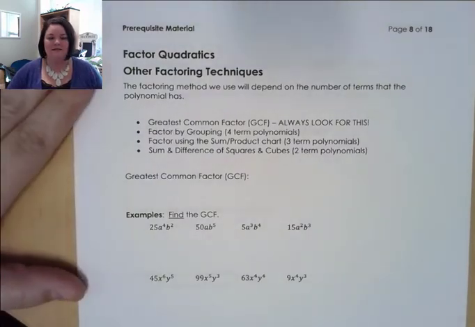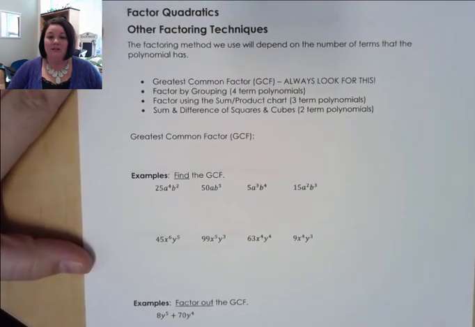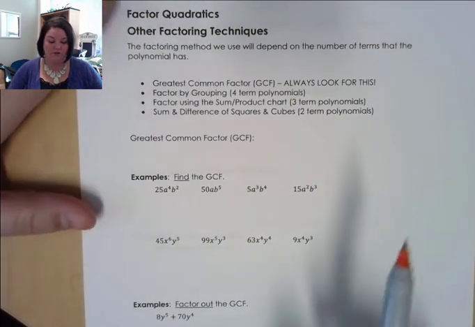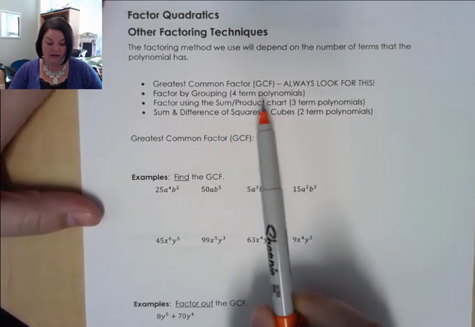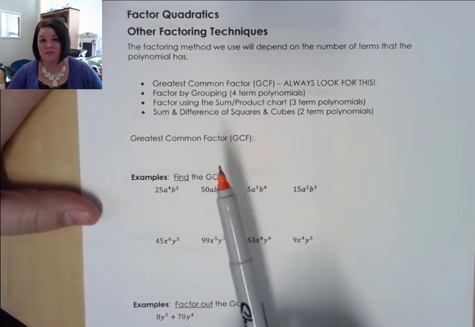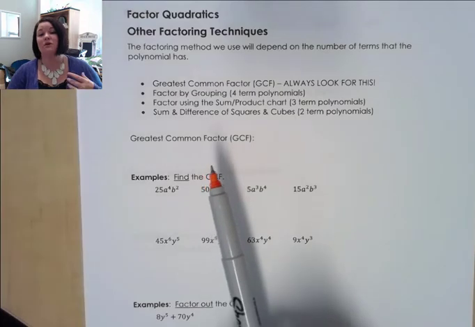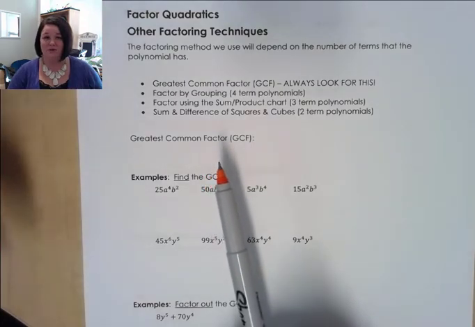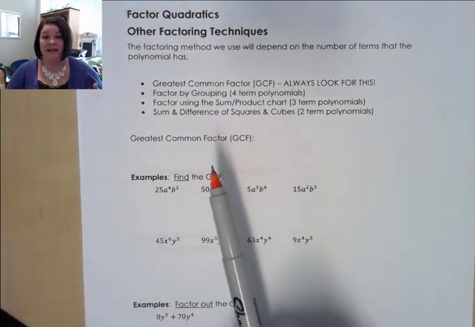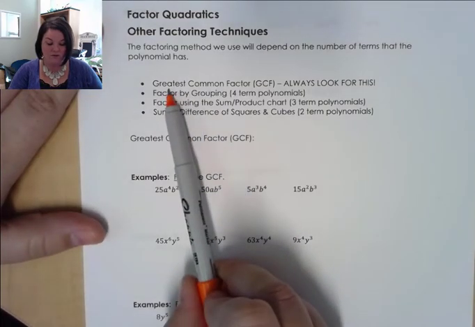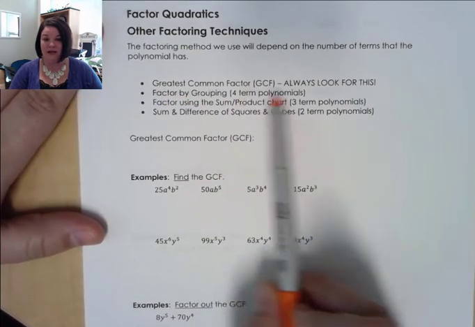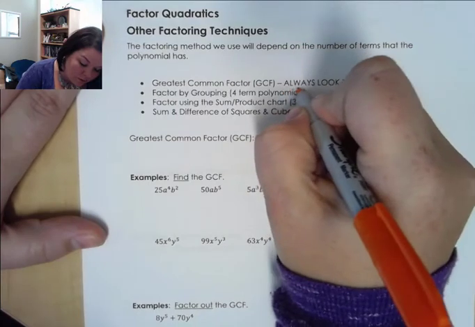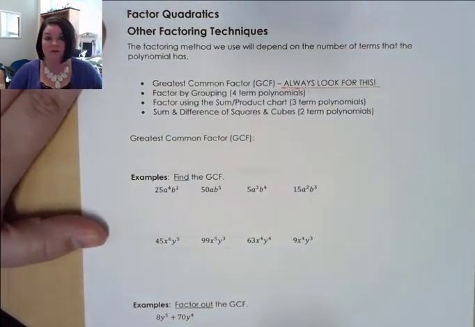Okay? All right. So when we talk about factoring, we're going to look for several different things. We're going to look at the number of terms something has, and that helps us determine what factoring technique to use. Now, before we start any factoring technique, we always want to look for the greatest common factor. This is always our number one thing that we look for.